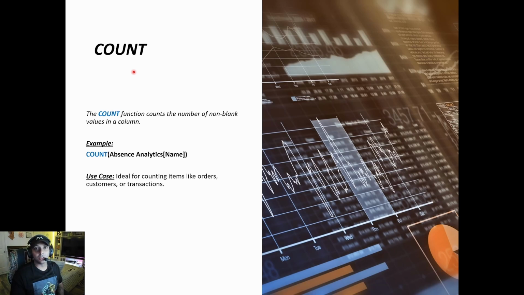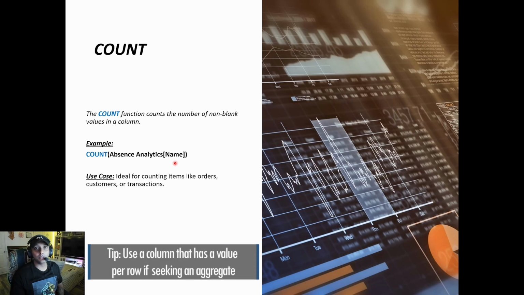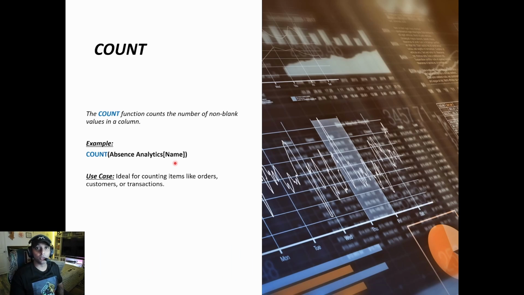COUNT is essentially just going to count every single row based upon a specified column within a table. So within this one, we're going to be using Absence Analytics and name. Now, I recommend that you use a name column or employee ID column, just so you know the column you're referencing has a value within it. If it does not have a value, it's not going to count the row. So you want to ensure that you're utilizing the COUNT function for a column that has every row filled out. Pretty simple, right? So next up we have COALESCE.